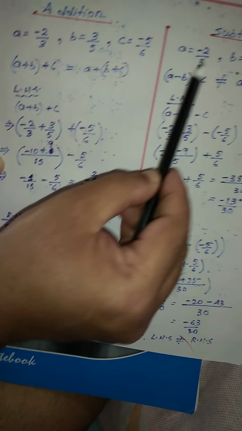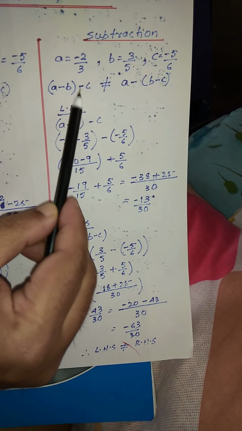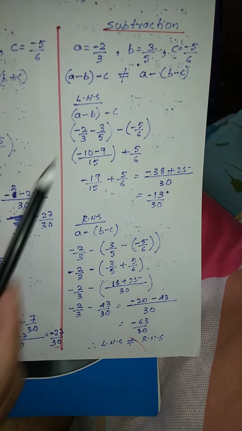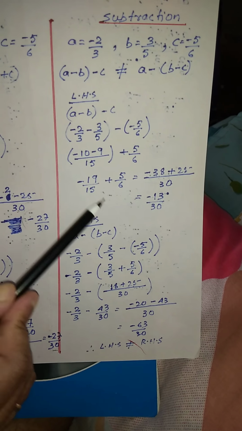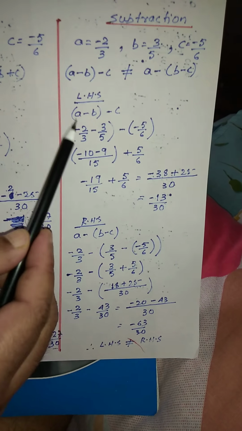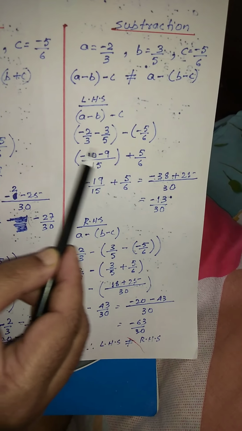Now let's see subtraction. I've kept the values very similar. Now what do we have to prove? (a minus b) minus c is not equal to a minus (b minus c). So we'll solve the left hand side first. So what is there in the left hand side? a minus b inside the bracket, minus c. Just put the values in place of the letters. Now the first thing that we'll do is to solve this bracket.